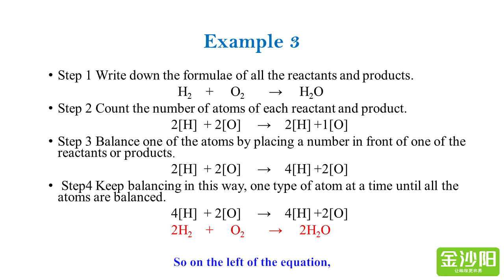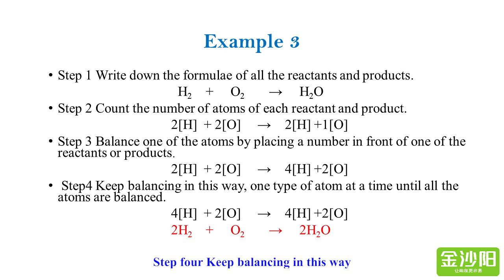So on the left of the equation, we get 2 hydrogens and 2 oxygen, while there are 2 hydrogens and 1 oxygen on the right. Step 3. Balance one of the atoms by placing a number in front of one of the reactants or products. In this case, the oxygen atoms on the right-hand side need to be balanced, so that they are equal in number to those on the left-hand side. Remember that the number in front multiplies everything in the formula. For example, 2 water molecules have 4 hydrogen atoms and 2 oxygen atoms.